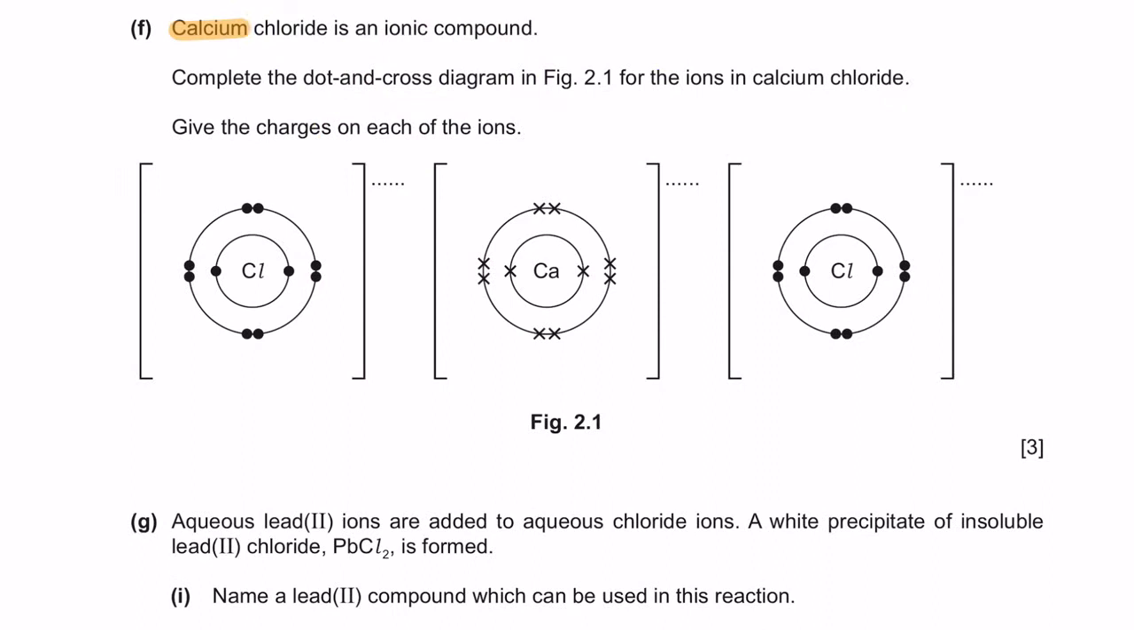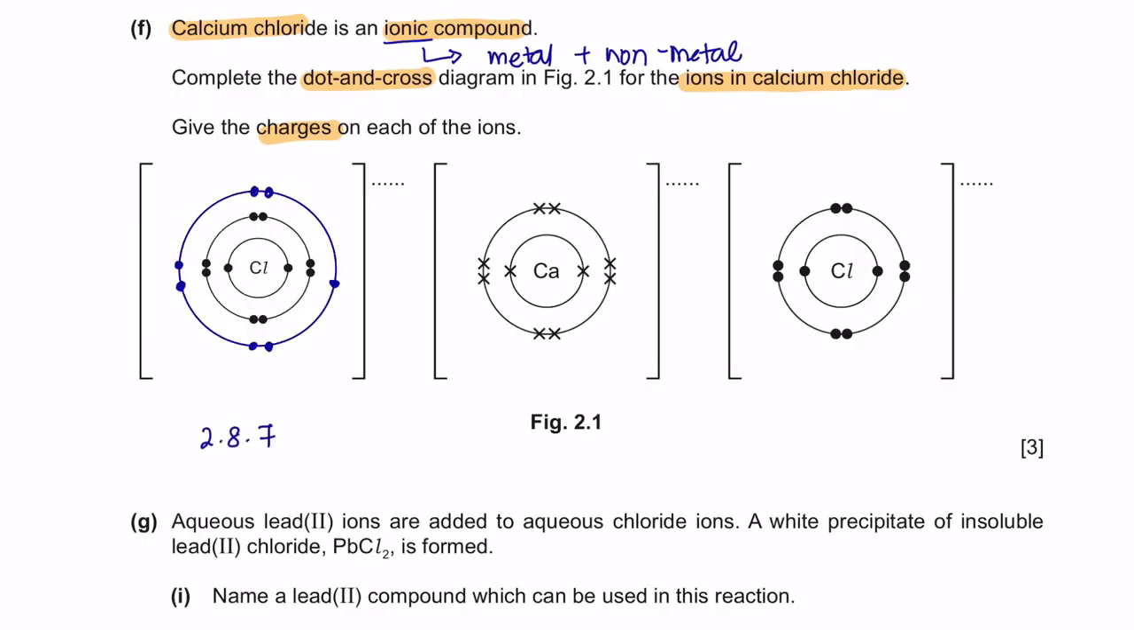Next, part F. Calcium chloride is an ionic compound. An ionic compound is being formed when a metal element combines with a non-metal element. Complete the dot and cross diagram in figure 2.1 for the ions in calcium chloride. Give the charges on each of the ions. Chlorine atom has a configuration of 2.8.7. So to become stable, it's going to need another 1 electron.